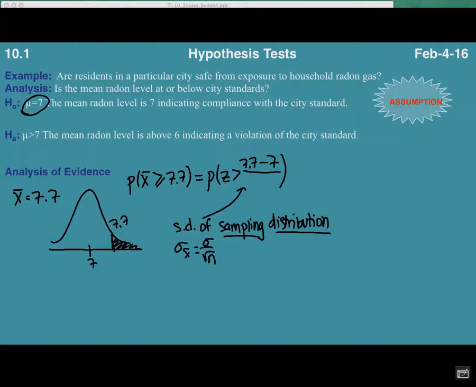Standard deviation of the population over root n. So that numerator we're going to take from our sample. In our sample, we got a standard deviation of 2.98, and I'm going to divide by root 10 for 10 observations. Which ends up being 0.943. This is what we use in the denominator.